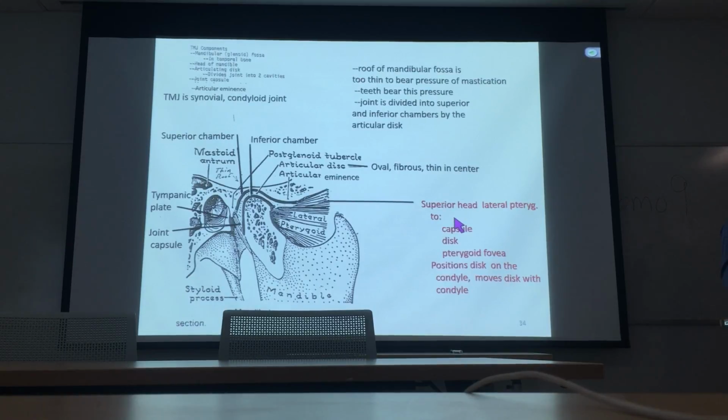So know things like the superior head of the lateral pterygoid has an attachment to the capsule, the articular disc, and a little bit of its fibers go to the pterygoid fovea. Most of the pterygoid fovea attachment is going to be via the inferior head. And its function is basically to help keep position of the disc as you open and close. I did this as well: the mandibular fossa is not for articulation. It's really the articular eminence that's going to be about this sort of thing.